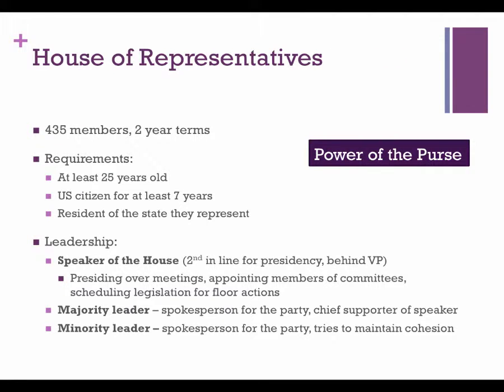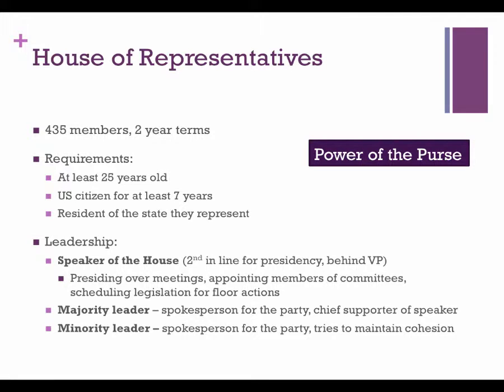So as we know, Congress is composed of two different but equal chambers. The House is much larger with 435 voting representatives. Plus there's also delegates from Washington, D.C., Puerto Rico, Guam, American Samoa, and the Virgin Islands. And they have 2-year terms, the House of Representatives people.